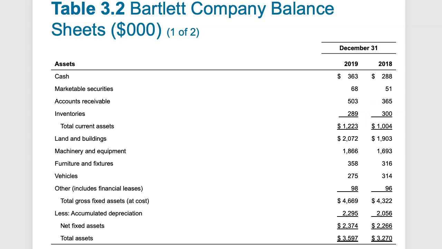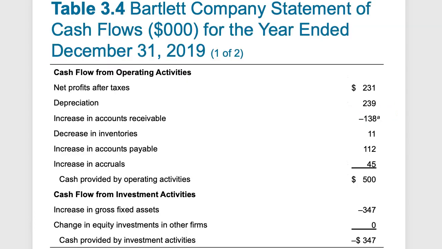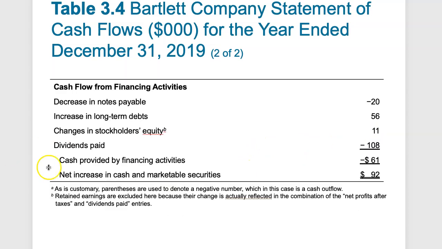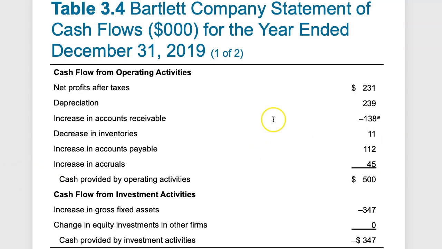And then when we look at the cash flow statement, we see inventory decreased by 11, but it's an increase in the cash flow. Okay. So it's that year-over-year change, mostly in the balance sheet, that helps us figure out if assets or liabilities have increased or decreased.